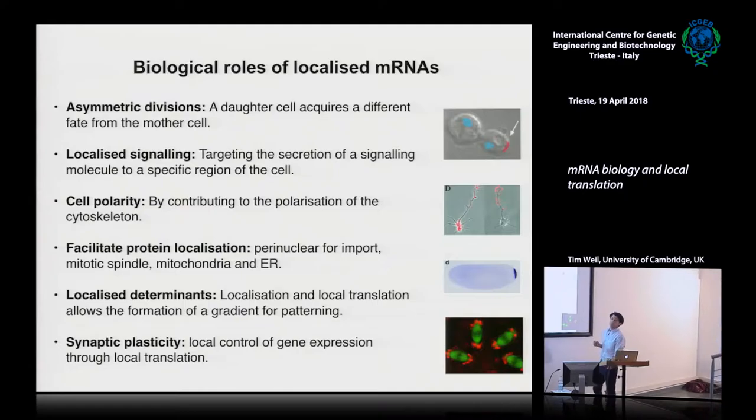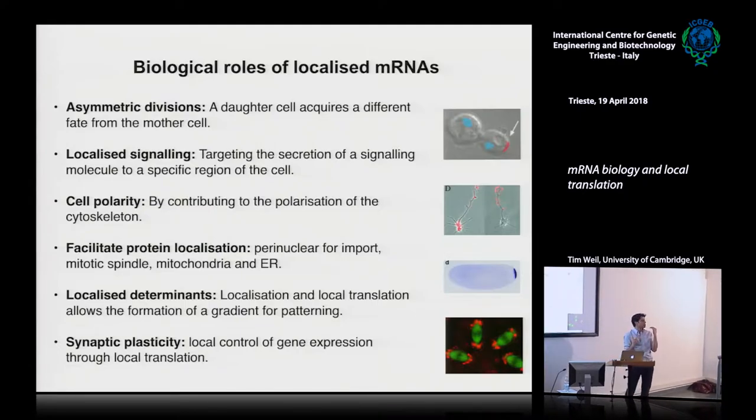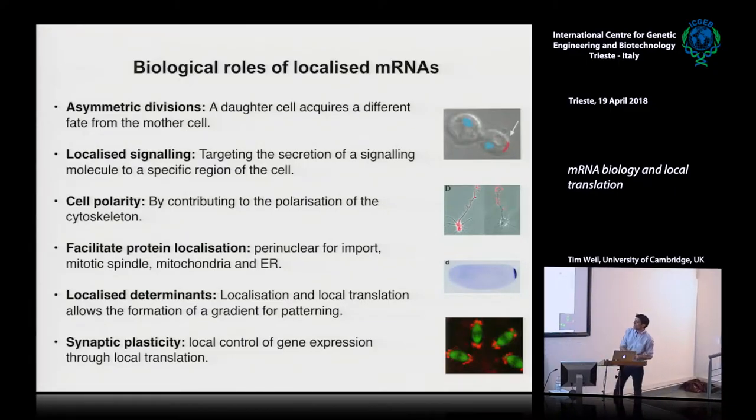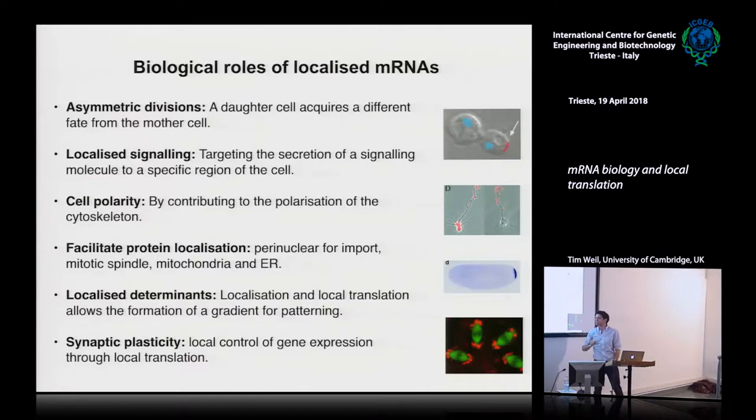Cell polarity, it's going to be important for the cytoskeleton, for apical basal polarity, for movement, for adhesions forming, all of those things. To facilitate protein localization, so this is important for things like spindles, mitochondria, ER. Localized determinants. So I'm a developmental biologist. We really care quite a bit about how we get these different determinants in different areas, because that's going to then give us differentiation, changes, patterning. And for this audience, especially synaptic plasticity. So it's important then to localize RNAs, and there's a lot of work in dendrites that I'll mention in a bit.